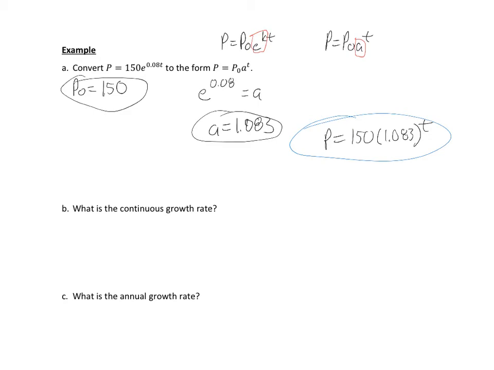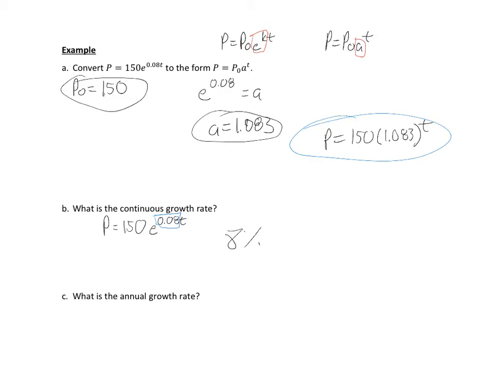Okay, so we've got two forms now. We've got a continuous and we've got an annual. We are asked, what is the continuous growth rate? Well, we want to consider the continuous function, this one here. We said previously that whatever k is, whatever this value is, actually represents our rate. But that is in decimal form. Well, 0.08 in percentage form would be 8%.